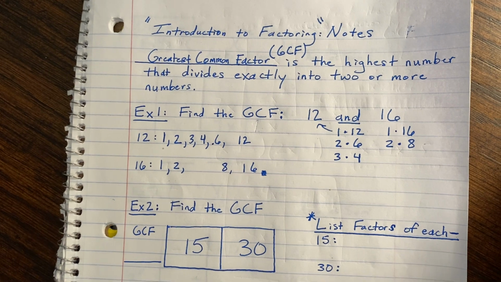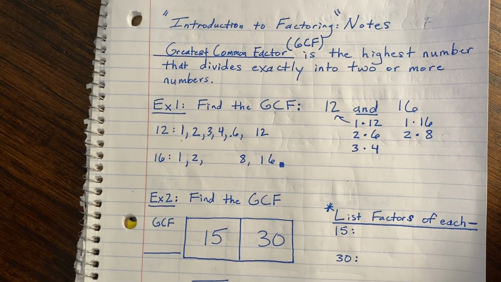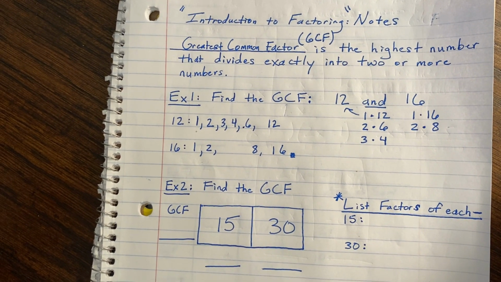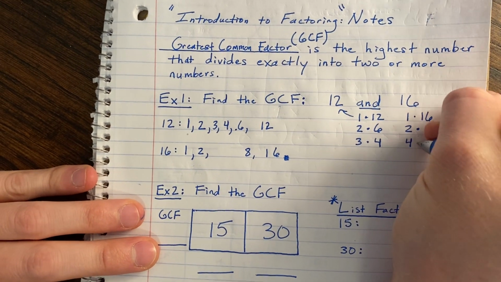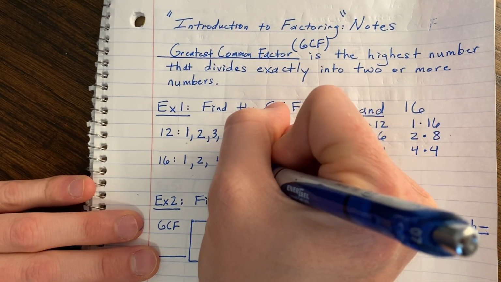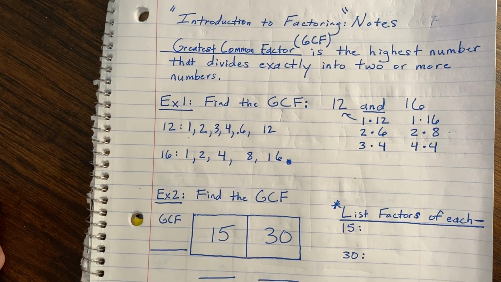What else multiplies to 16? 3 times 5, no, that gives us 15. 3 times 6, that gives us 18, so that doesn't work. What about 4? Oh, 4. 4 times 4 gives us 16. That looks like that's all there is to it right there.